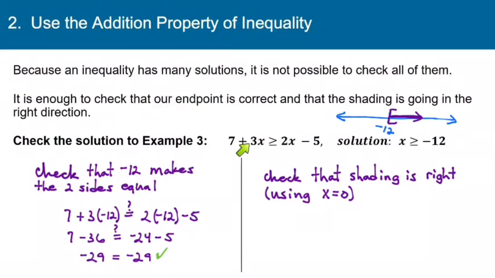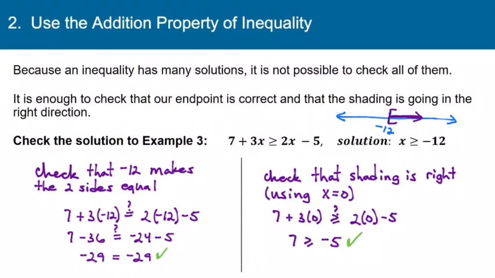So we're just going to plug 0 in here. So we'll have 7 plus 3 times 0 is supposed to be greater than or equal to 2 times 0 minus 5. Of course, 3 times 0 and 2 times 0 are both 0. So we'll get 7 is greater than or equal to negative 5. That is a true statement. So that tells me that my shading is going in the right direction.